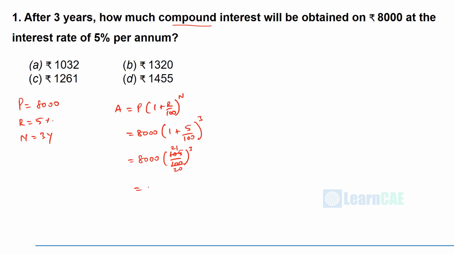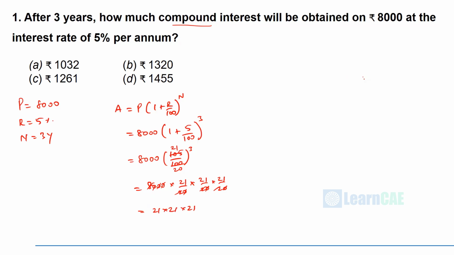Now we shall expand the terms. 8,000 into 21 by 20 into 21 by 20 into 21 by 20. I am expanding this because we can directly cancel 8,000 with this denominator term. Cancel the zeros. 2 2s are 4, 4 2s are 8. So we can directly cancel this. So the amount will be 21 into 21 into 21, or 21 cube.